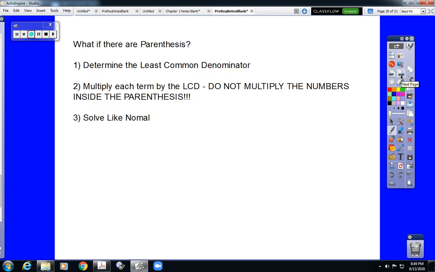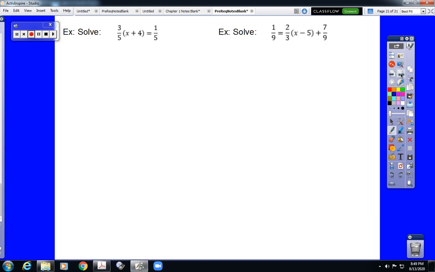Okay, now, what if there are parentheses in the equation? Well, that doesn't change a whole lot. Pretty much, if you have parentheses in a problem and there's a fraction out in front of those parentheses, you can still clear the fraction the same way we've been discussing. The one thing you need to do is ignore everything on the inside of the parentheses until you clear the fractions. So you do not multiply the numbers inside the parentheses. Okay? So here's some examples.